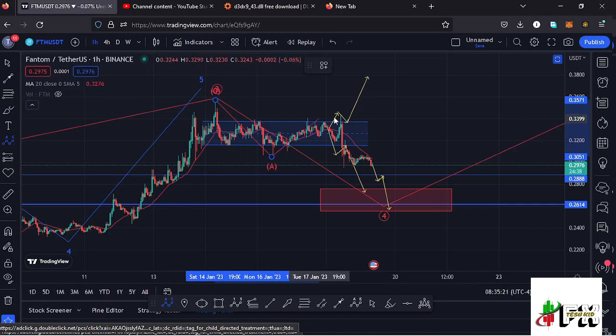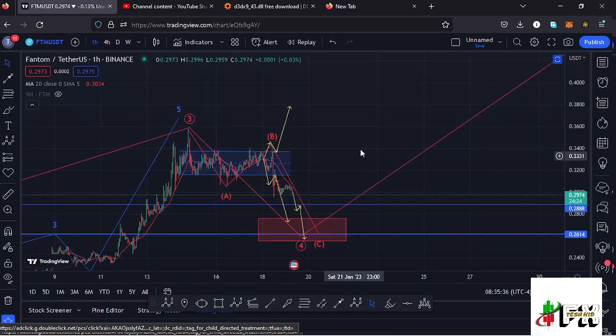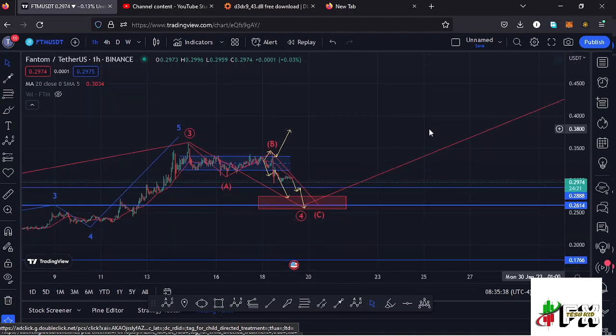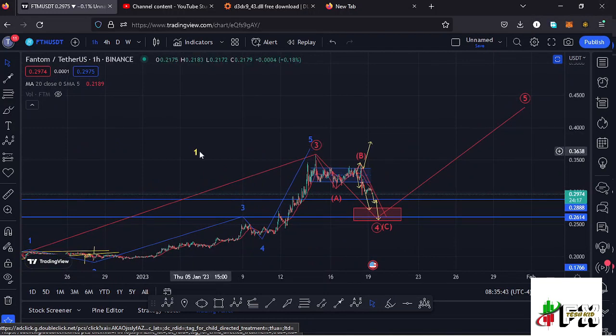Then the wave B made its peak at around the $0.34 mark, and after making that high in the formation of that wave B, I'm expecting one more new low in the formation of that wave C to fully maximize the formation of that fourth wave to the lower side. And once that plays out, then from there we can expect another 5-wave structure to the upside in the formation of this wave 5, which should fully maximize the formation of that higher Elliot wave count 1 to the upside.